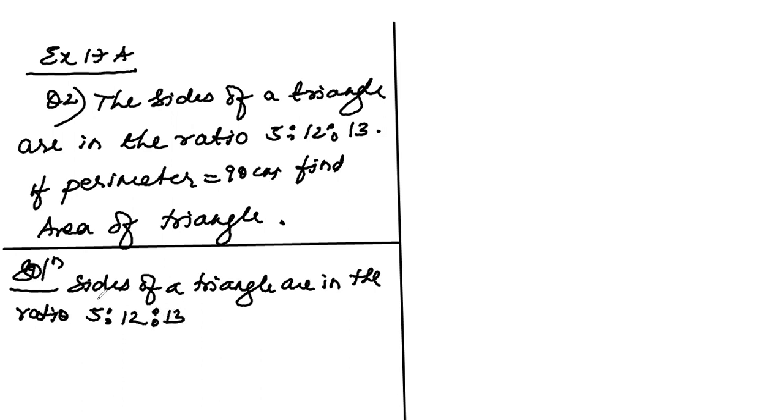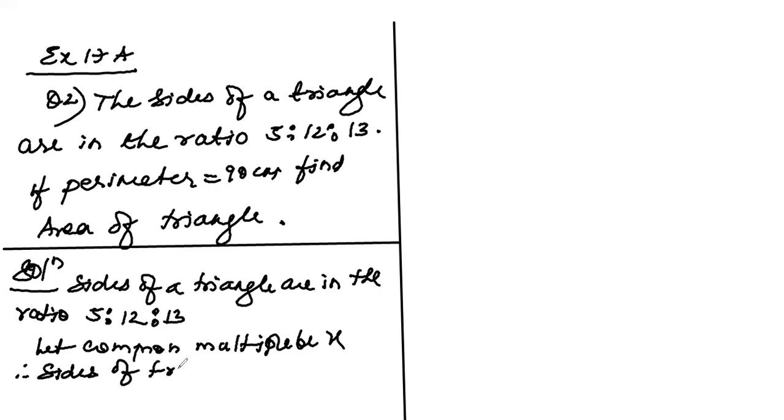5:12:13. Let the common multiple be x. Therefore, the sides of the triangle are 5x, 12x, 13x. Now the perimeter, how much is given? Perimeter equals 90.